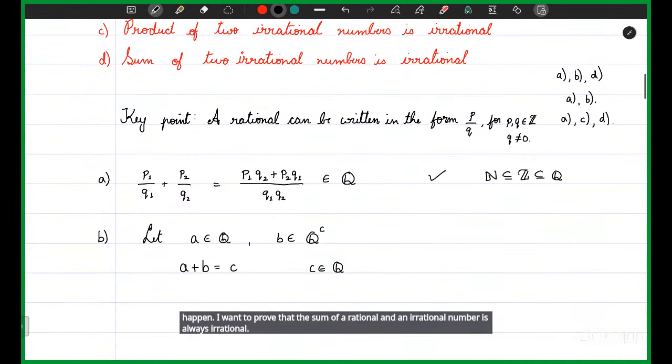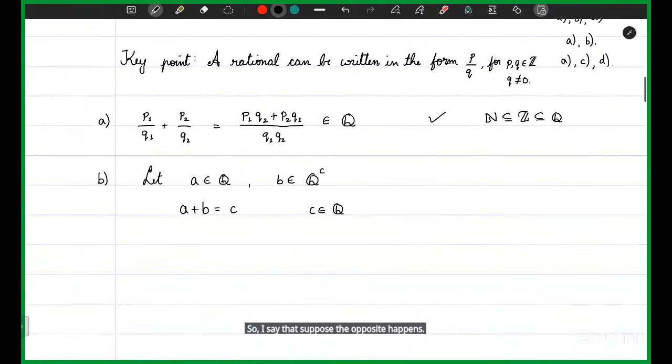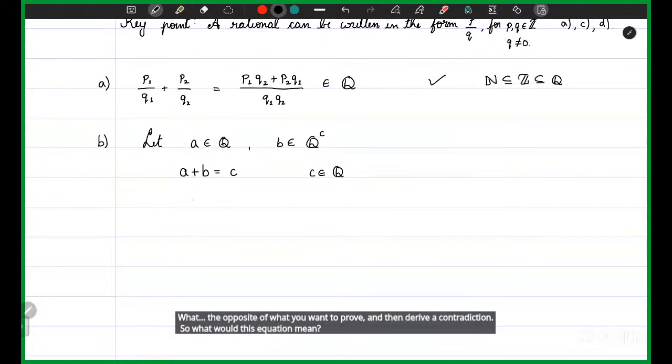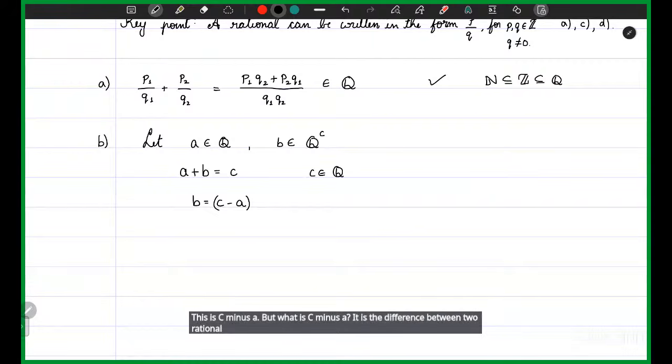So I say that suppose the opposite happens, then we have to derive a contradiction, right? This is called a proof by contradiction. So you assume the opposite of what you want to prove and then derive a contradiction. So what would this equation mean? This is C minus A. But what is C minus A? It is the difference between two rational numbers, right?